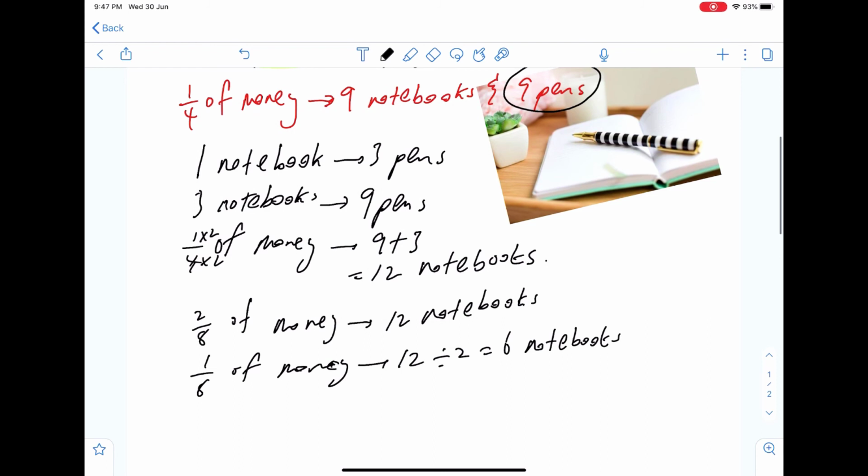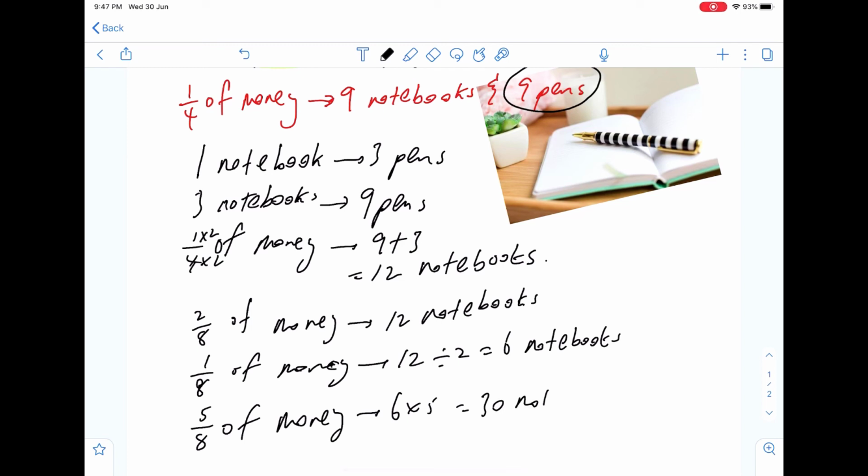So with that, we can be very, very sure that 5/8 of her money can buy her 6 times 5, 30 notebooks.